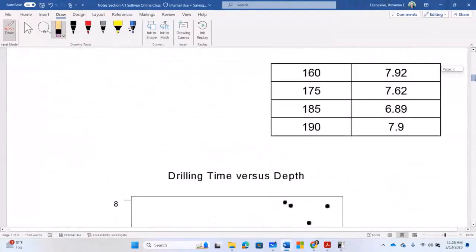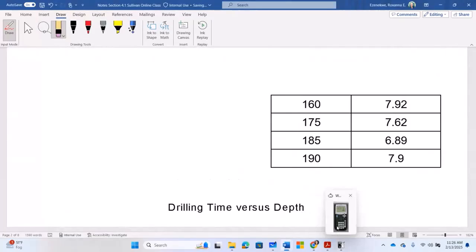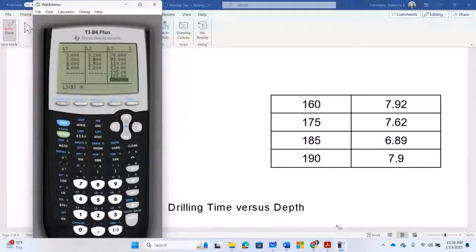Okay, so the next one is 160. So 160, enter. 175, 185, enter. 190, enter. So that tells me that there are 12 of them.